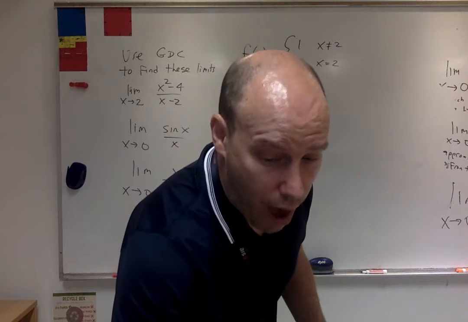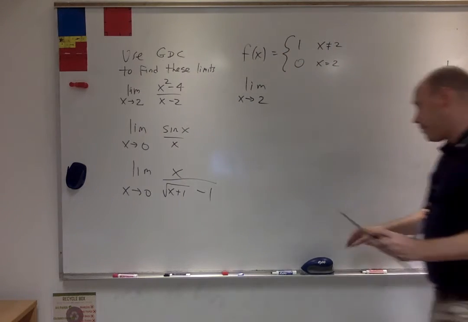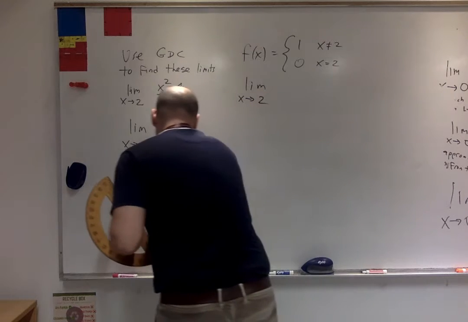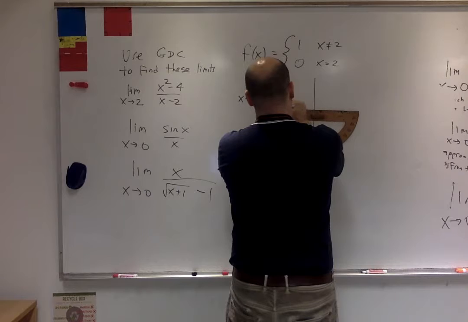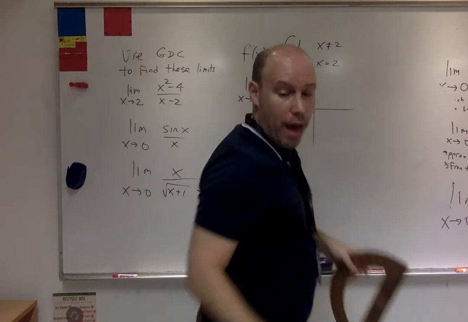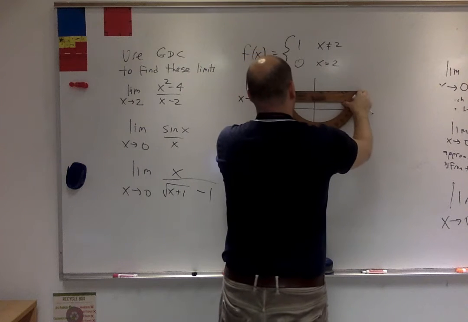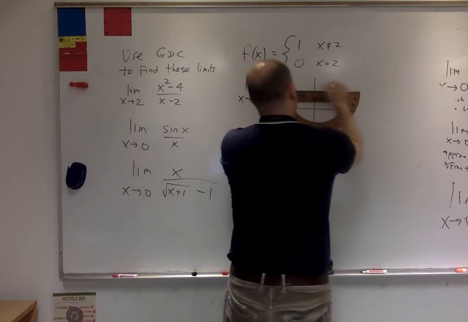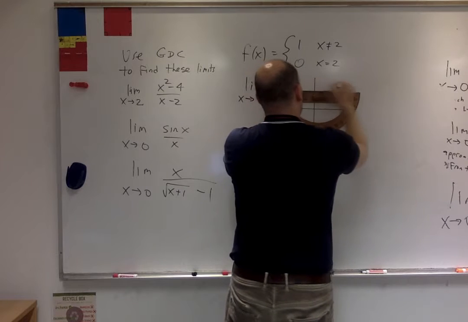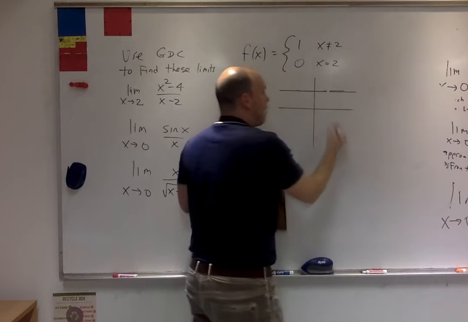So you draw the graph. You say, that's easy, Mr. Adler. It's a line. I have a graph here. And what do we have? Let's see. It's 1 everywhere, except at 2. At 2, it's 0.